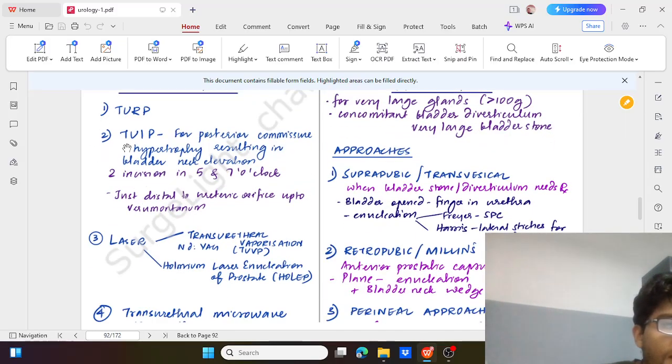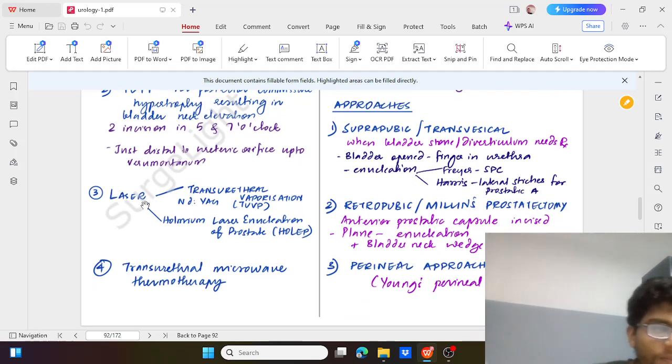Then next is TUIP, that is transurethral incision of prostate. It is done for posterior commissural hypertrophy or bladder neck elevation due to it. So here we go for two incisions, that is at 5 o'clock and 7 o'clock, just distal to the ureteric orifice up to the verumontanum.